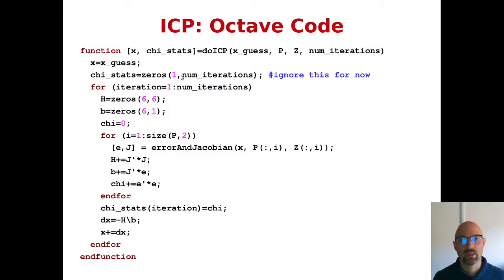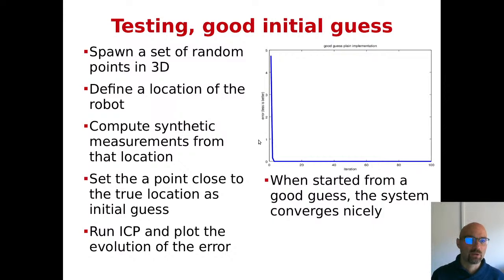The iterations are the same as ICP in 2D, with one single difference, that the dimension now becomes 6. So the dimension of H, and coherently the dimension of b. If you run it, we do what we typically do for ICP. You spawn a set of points, you compute some measurements from a random location, and then you let it converge.